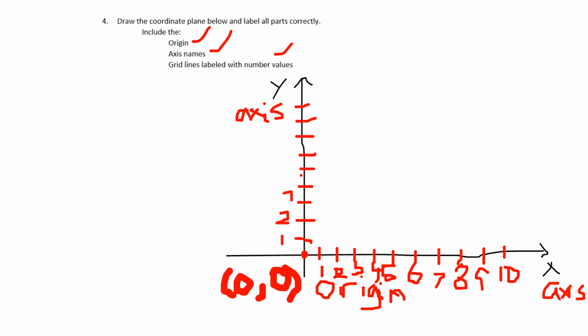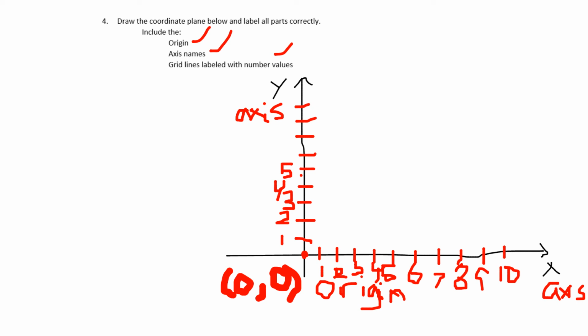And this would be 1, 2, 3, 4, 5, and so on and so forth. Now, just so you know, you don't have to label these 1, 2, 3, 4, 5, 6, 7, 8, 9, 10. You could label them like 1/2, 1, or 10, 20, 30, 40, 50. The intervals actually can change. They just have to be consistent.